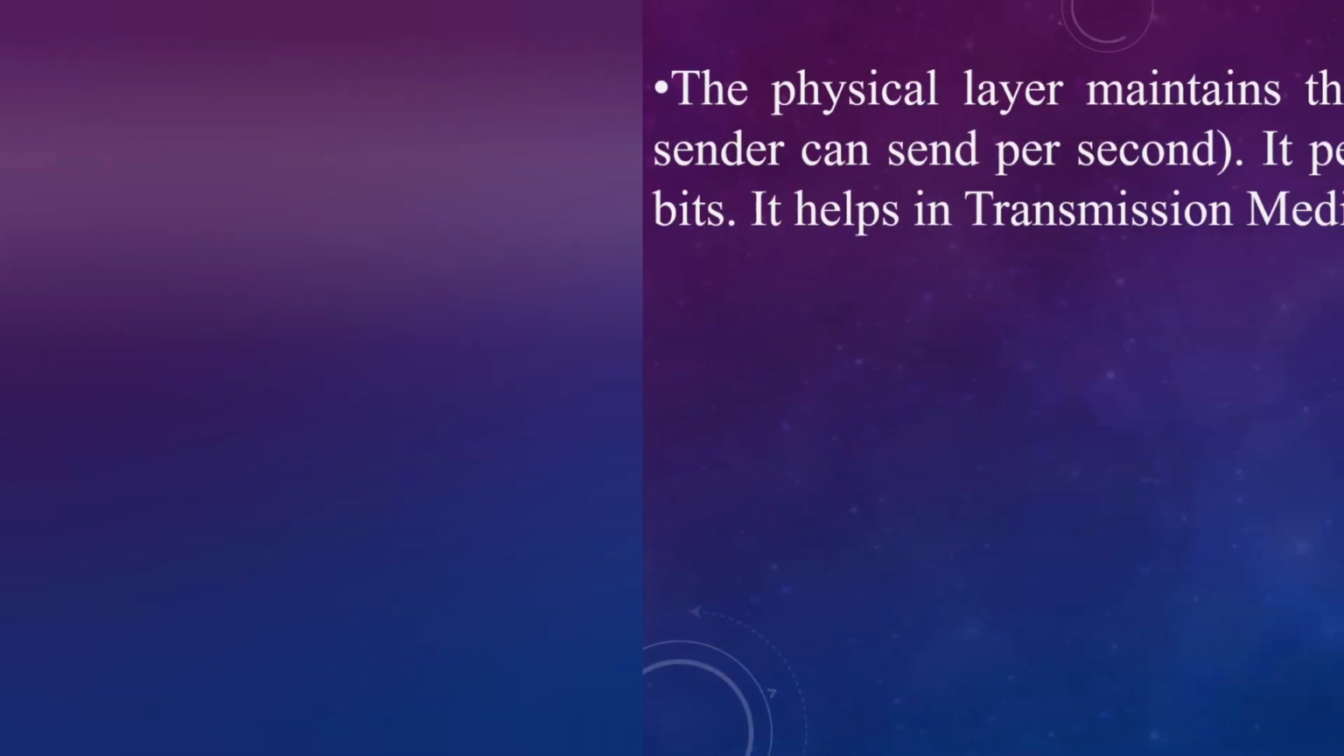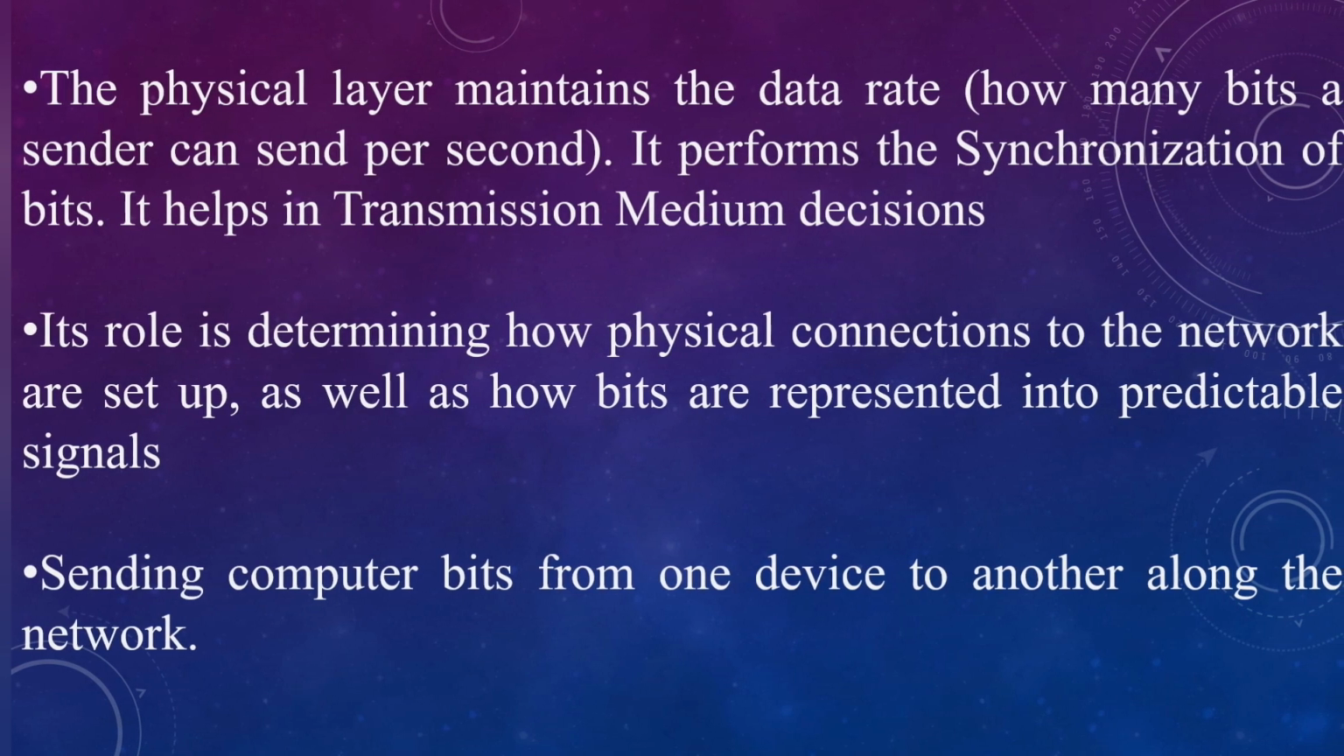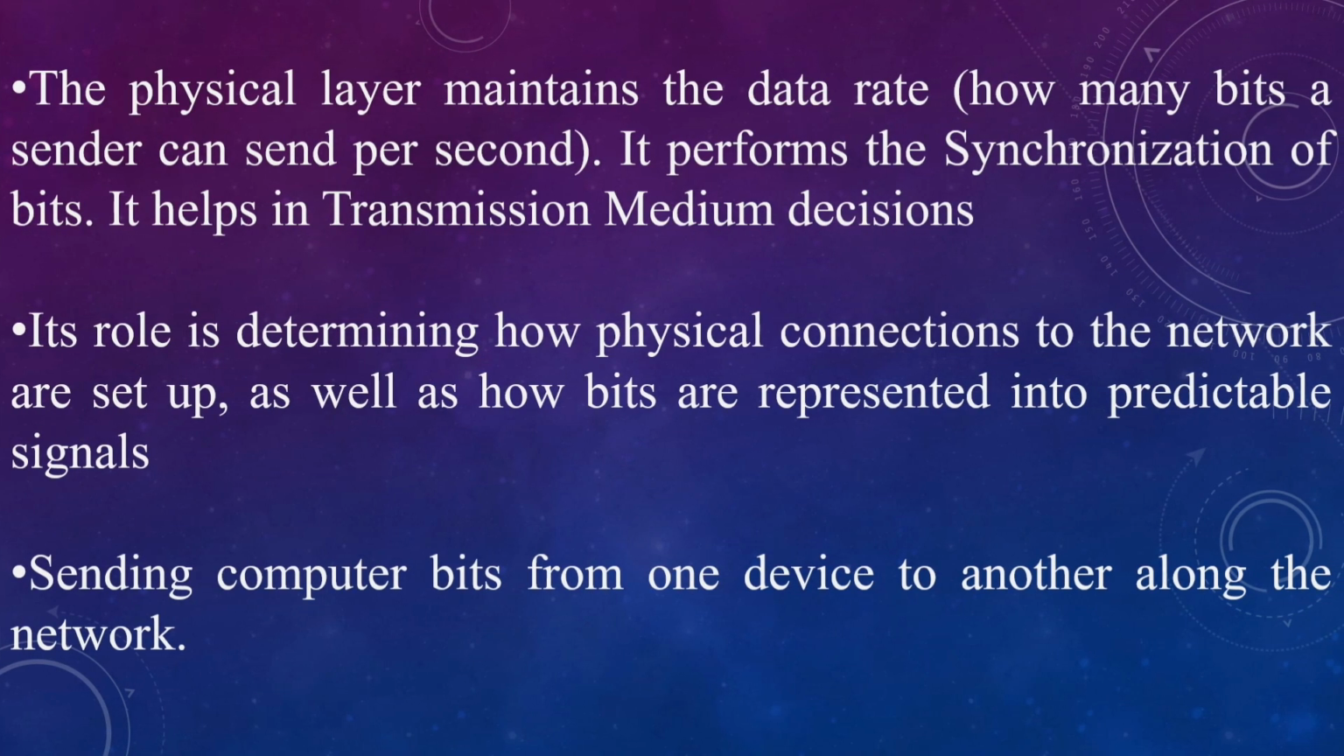The physical layer maintains the data rate. It performs the synchronization of bits. It helps in transmission medium decisions. Its role is determining how physical connections to the network are set up, as well as how bits are represented into predictable signals, sending computer bits from one device to another along the network.